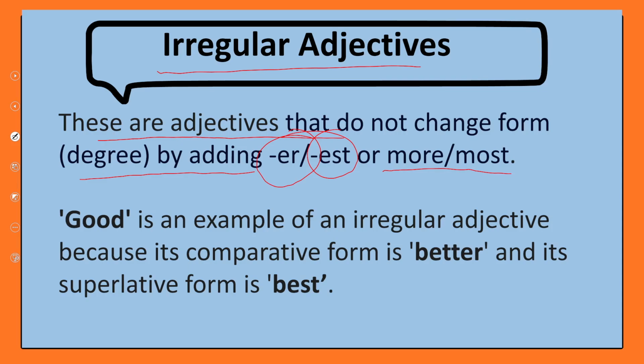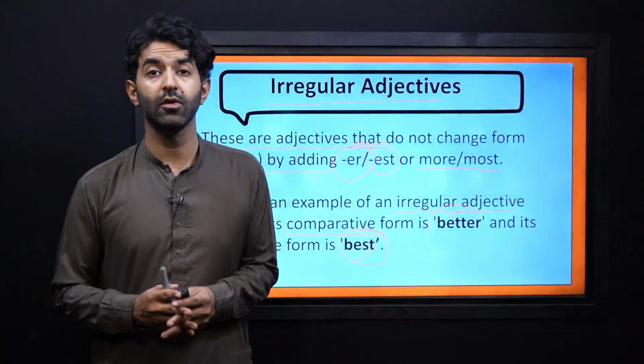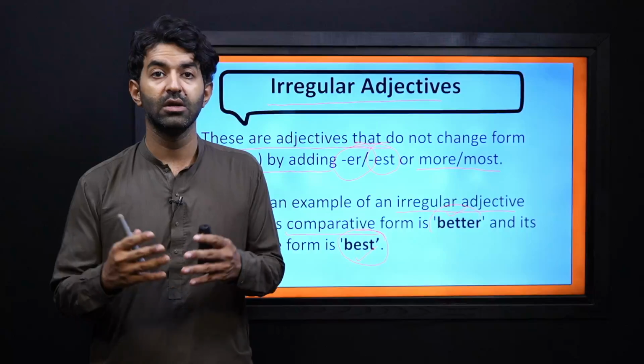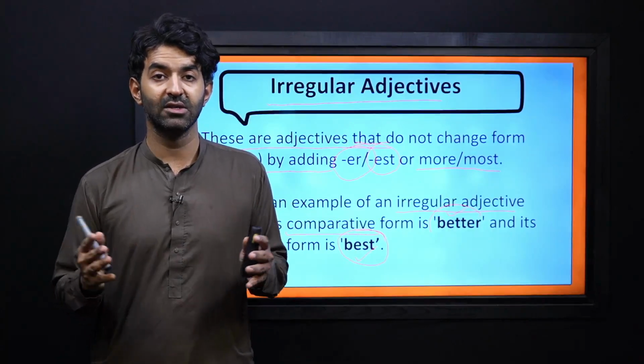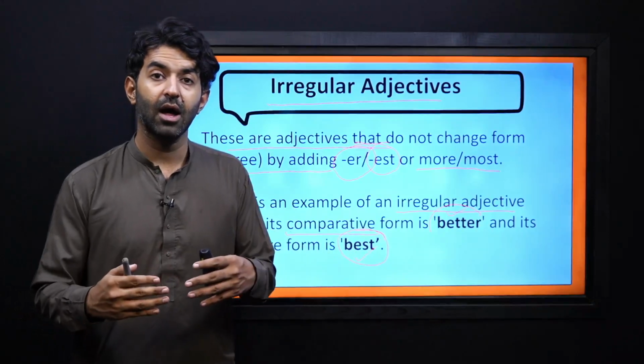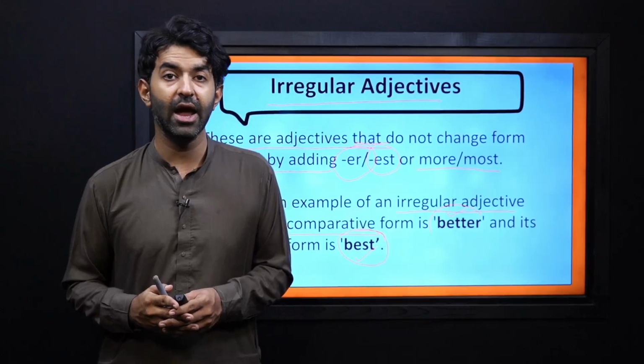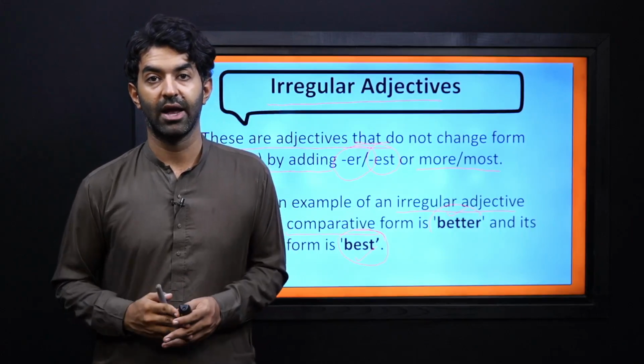So, for example, let's take the adjective good. Good is an example of an irregular adjective because its comparative form or degree will be better, and its superlative form, or you can also call it degree, is best. So you can see that good, better, and best, these are three different words. They do not look similar. We did not put er or est, more or most in them. So all these adjectives that work in this way, that come up with different words in comparative and superlative form, we call them irregular adjectives.